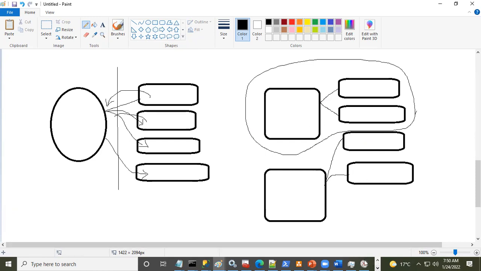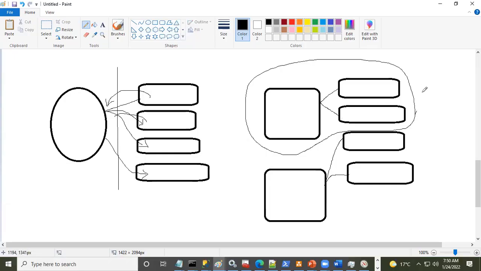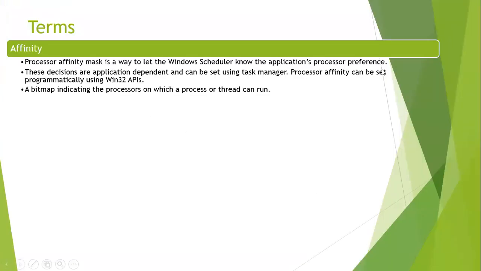I'll show you how that can be restricted, but before that, let's read this out. Processor affinity mask is a way to let the Windows scheduler know the application process preference, right? The preference is this: I'm preferring only 2 CPUs. I don't want all the other CPUs to be exposed to this SQL Server. I have 2 SQL Server instances installed on this. I want only these 2 CPUs to be visible to this SQL Server, and the other 2 CPUs to be visible to the other instance, right? That preference I can set.